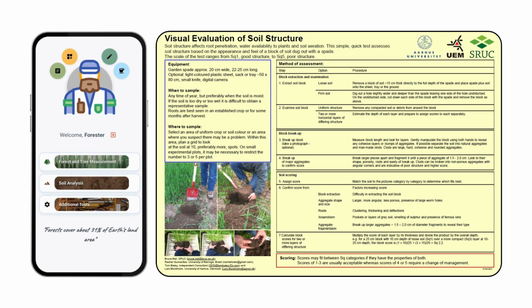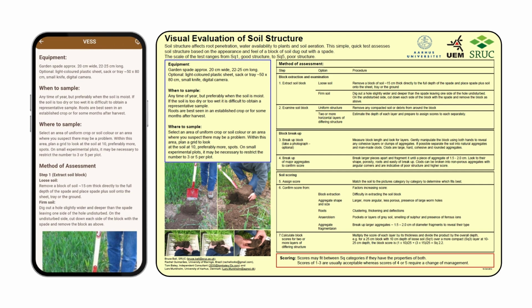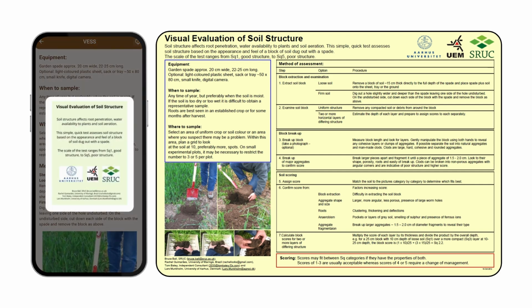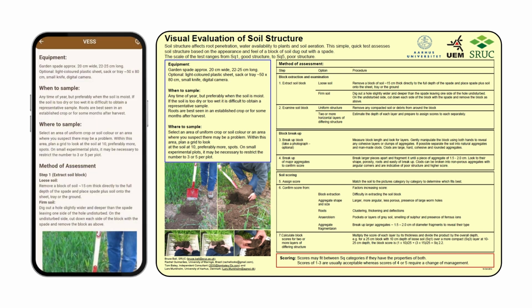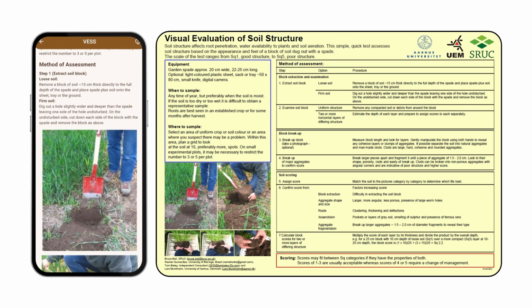So now we will go quickly through the VESS in the Forester app and how to use it. If you go to the soil analysis section and go to the VESS, you will have this page. Just like any other tool in the Forester app, you will have this on the top right, which will show you some more information about the visual evaluation of soil structure and some referencing to the original developers of the standard VESS. And in the main page, you will have some information about the equipment you need, when to do the sampling, where to do the sampling, and the method of assessment, which is divided into different steps.